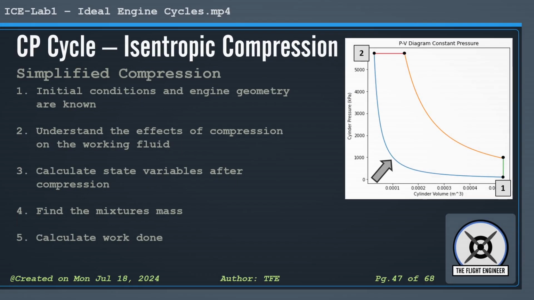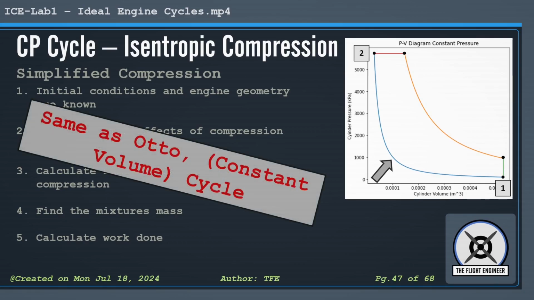Beginning the process, we will skip the first step, isentropic compression, as it is identical to the process that was described in the constant volume cycle.